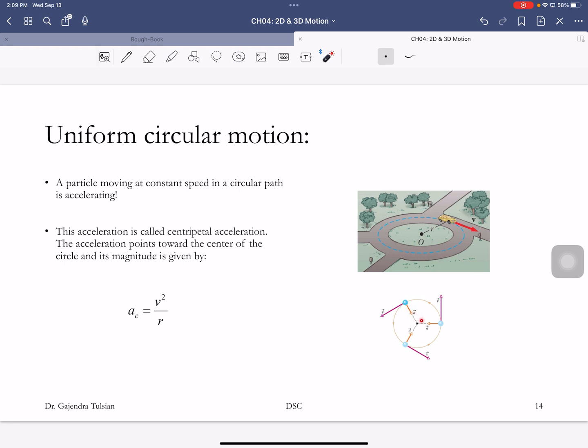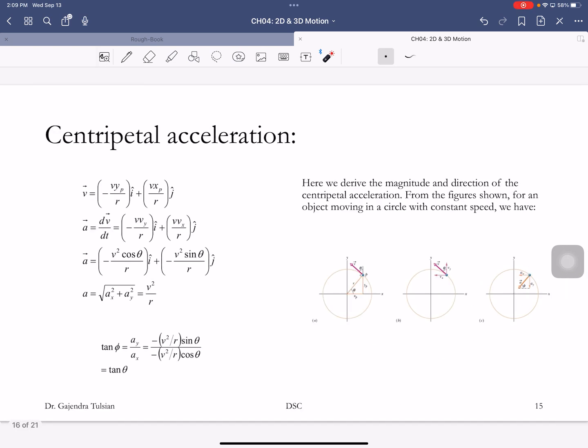And the fact that it's pointing towards the center is proved here in the next slide. I'm just going to point you to the proof. Okay? So here's a car. Here you are driving in a circle. At this instant, there's your velocity. So there's your x-axis. Your angular location is theta, and this angle will work out to be theta.